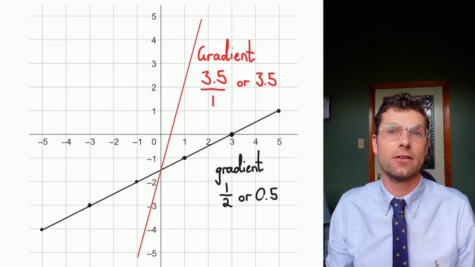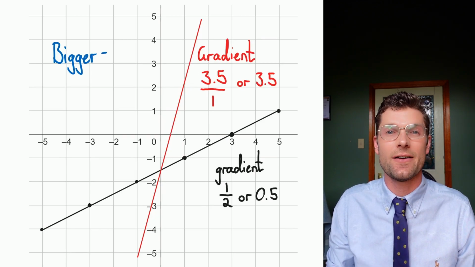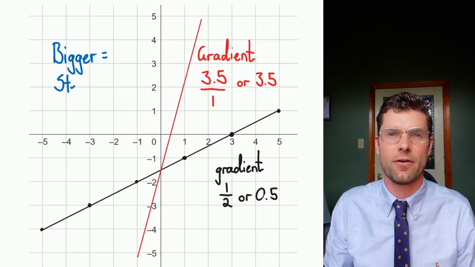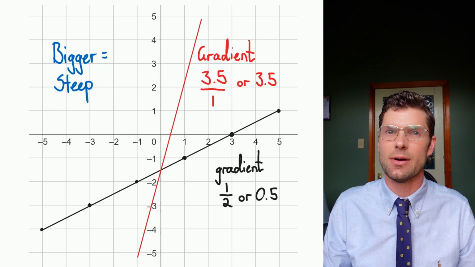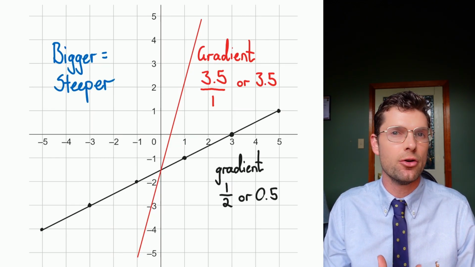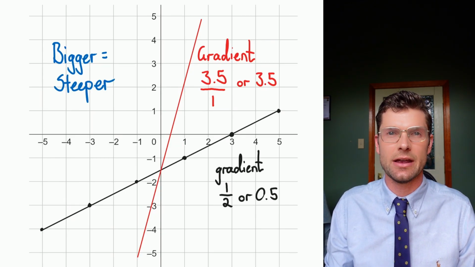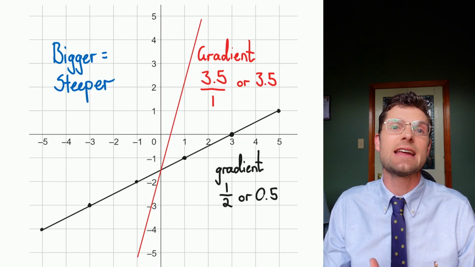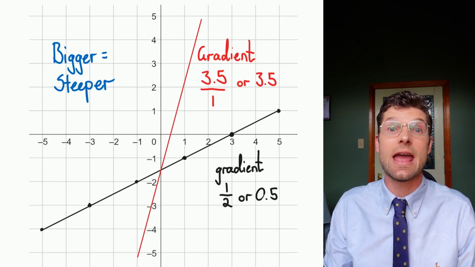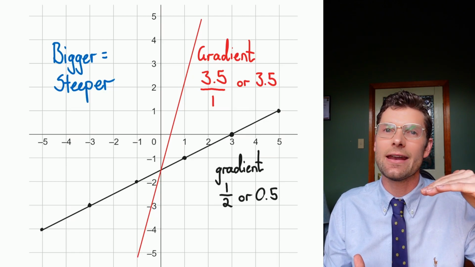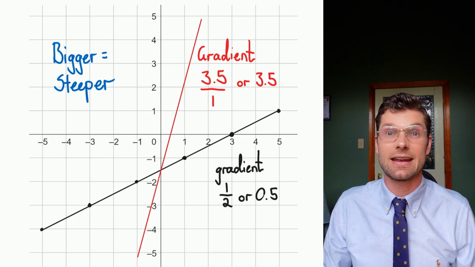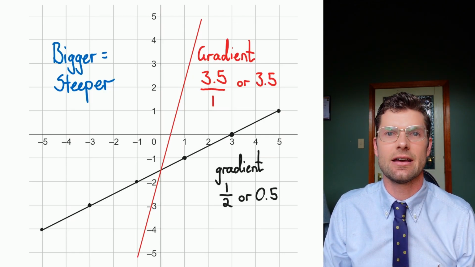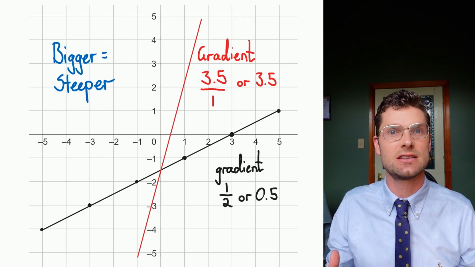Anytime that you need to know if a line is steeper or flatter, the bigger the number, right? So the 3.5 is bigger than 1/2 or 0.5. Bigger means steeper. So the closer we get to 0, the flatter the line's going to be. And this is the same for a negative number. It's just how big the number is. So -0.5 would be a very flat line going slightly downhill, whereas -10 would be a super steep line going downhill. So the bigger the number, the steeper the line.